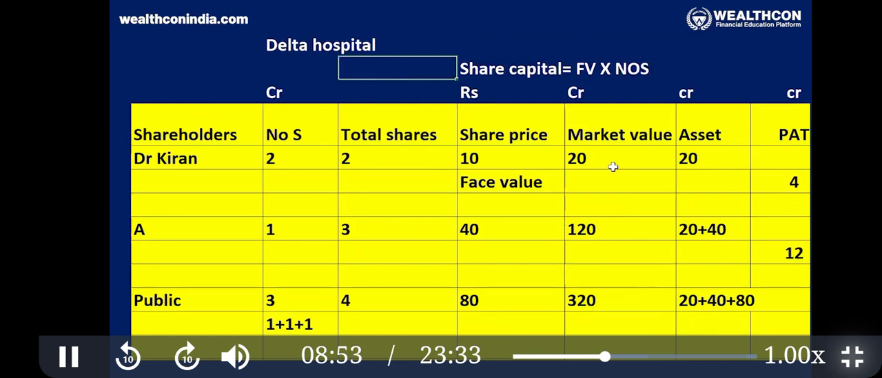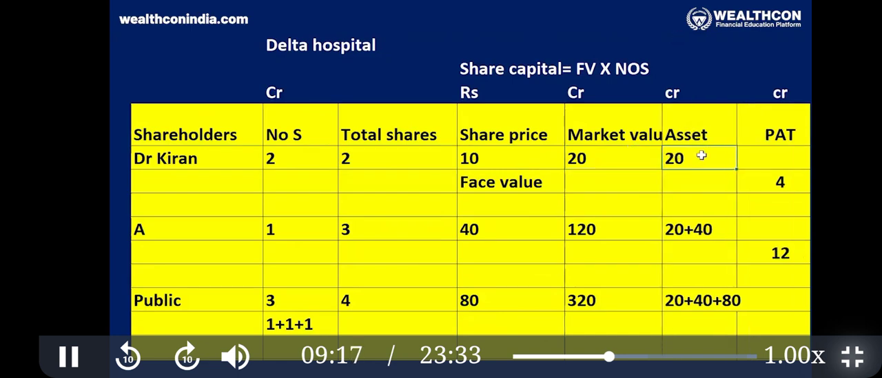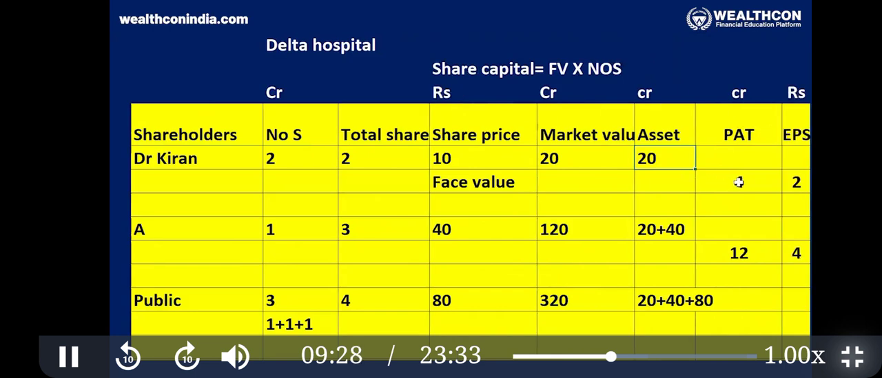So at the beginning, we say that he issued 2 crore shares at 10 rupees face value. So the market capitalization, or market value, of his company is 20 crore: 10 is the starting per share price, and the total number of shares is 2 crore. So he deposited 20 crore in his bank, his own asset. I am not taking a loan here because we are explaining the basic concept. Thereafter, he started the hospital business, treating patients, and after 1 year, let's say he earned 4 crore profit.